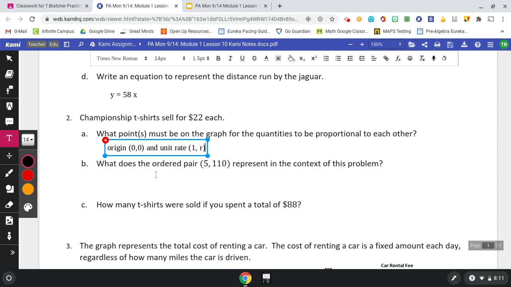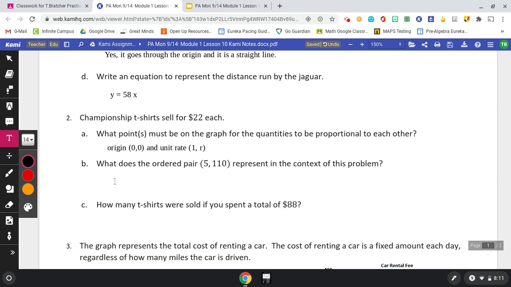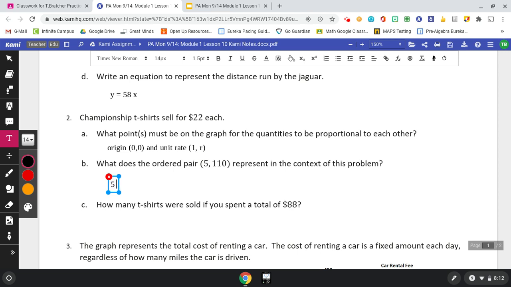So it says, what does the ordered pair (5, 110) represent in the context of this problem? This might have thrown you off just a little bit because there is no graph like the other one. But think about it. Our x is 5 and our y value is 110. And money is always on top, so that's y over x. That means 5 shirts cost $110.